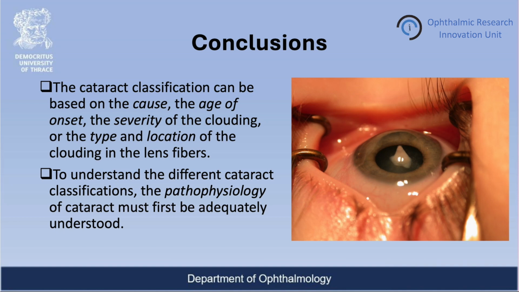In conclusion, the cataract classification can be based on the cause, the age of onset, the severity of the clouding, or the type and location of the clouding in the lens fibers. Indeed, to understand the different cataract classifications, the pathophysiology of cataract must first be adequately understood.